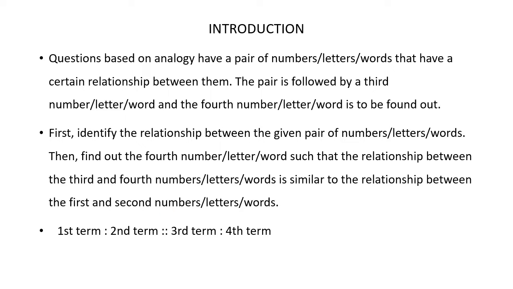So in analogy questions, normally the first term, the second term, and the third term are given. You have to find the fourth term. To find the fourth term, first identify the relationship between the first and the second terms. Then use this relationship to find the fourth term such that the relationship between the third and the fourth terms is similar to the relationship between the first and the second terms.